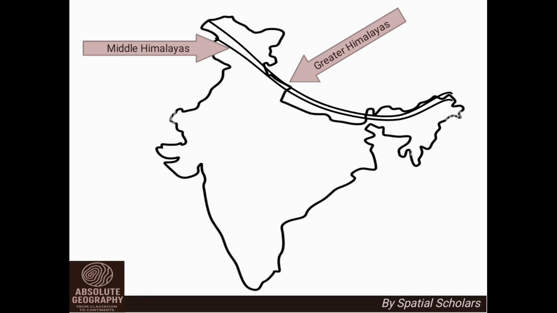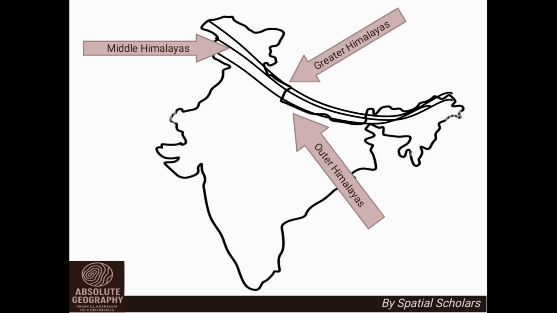Moving on to the third range, these are the outermost ranges of Himalayas known as Outer Himalayas or the Shivaliks. This is the youngest range among the three and is also the shortest because it is young and is still in the process of formation. The width is about 10 to 50 kilometers only. It is made up of loose sediments and is famous for its narrow valleys.